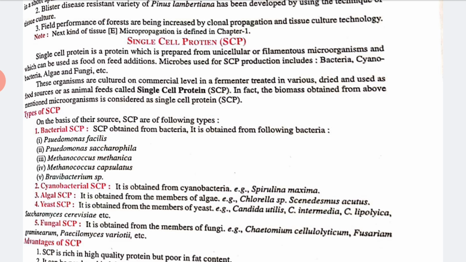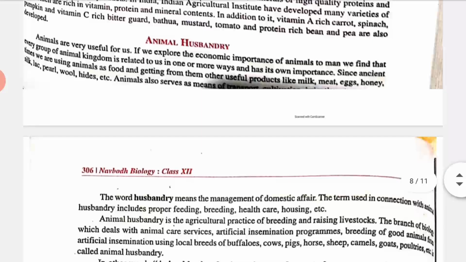So there are types of single cell protein. If it is formed from bacteria, we'll say SCP obtained from bacteria. If it is obtained from cyanobacteria, we can say it is cyanobacterial SCP. Or if it is obtained from algae, we'll say algal SCP. Okay, is it clear? Yes. Now, next is our animal husbandry.